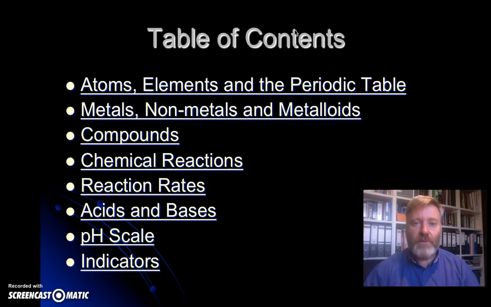So in this little unit we're looking at the atoms, elements, periodic table, and in the periodic table we classify things as either metals, non-metals, or metalloids. Elements join together to make compounds, which happens through chemical reactions, and chemical reactions can take place faster or slower depending on what we do to them, so we'll talk about that too. And we'll finish with a little look at acids and bases, the pH scale, and indicators for working out whether something is an acid or a base.